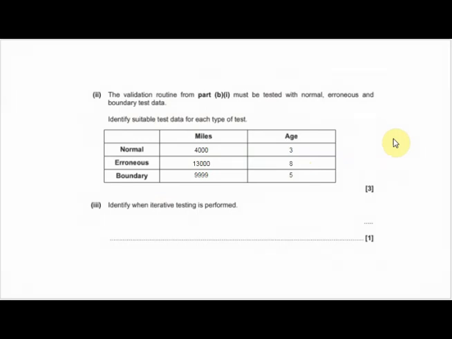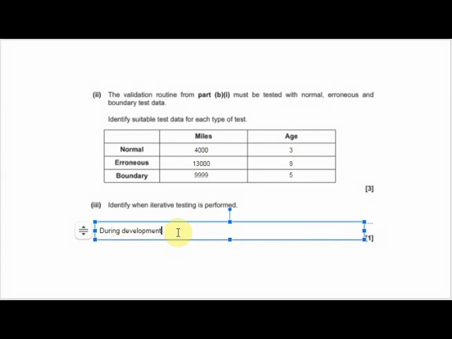What you're looking for there, you're using this to look for logic errors, like errors in your logic of coding. And then it says, identify when iterative testing is performed. Well, iterative testing is another word for testing during development. Whilst you're developing your code, you're going to test it at each iteration. Whilst you're coding it, you're going to keep on testing it each time to check. So you can say during development, or whilst you're writing the program code.